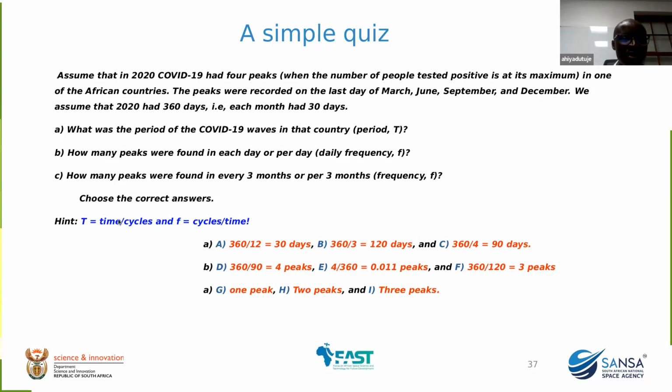I have given you the formula, so you have to remember that the period is time divided by cycles, and the frequency is cycles divided by time. So here, cycles, I think you can refer to cycles as peaks. If you can use peaks also, I think it's the same. Then we can do this in 5 minutes.